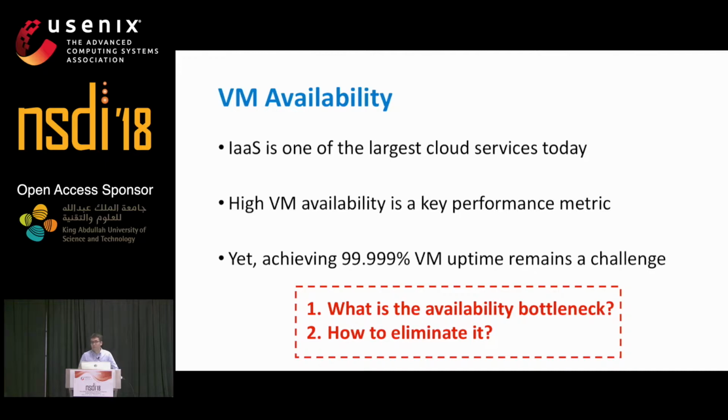Infrastructure as a service is one of the largest cloud services today. Getting customers' virtual machine up and running is arguably one of the most important goals for a cloud provider. Yet, getting to 5 nines availability proves to be challenging. So what is the availability bottleneck, and how do we eliminate it? In this talk, I try to answer these questions in the context of Azure.